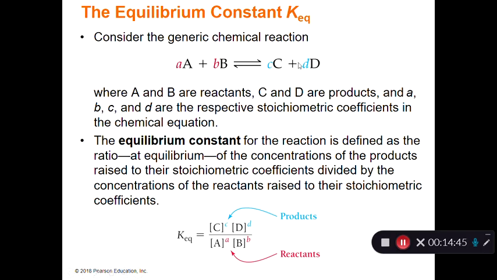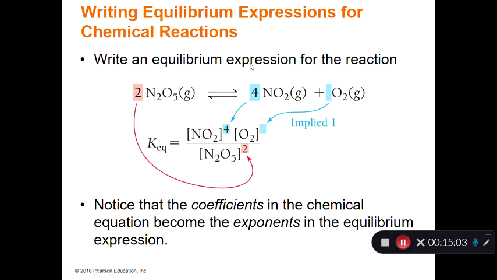If we have coefficients, coefficients appear as exponents. If we have coefficient c for this substance, we write that as an exponent for it. Please look at this example. It is very obvious which one is the forward reaction and which one is the reverse reaction. Always we write products on the top and reactants on the bottom.